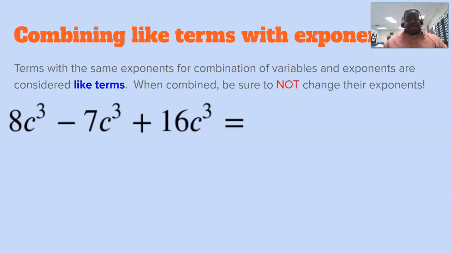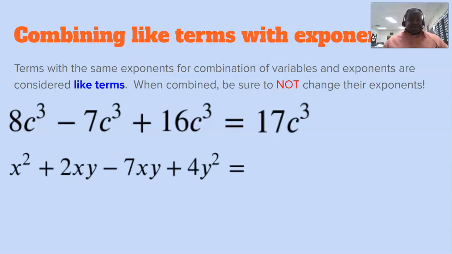So we just look at the coefficients, the 8 minus 7 plus 16. That's what we put together. And when we do that, we're going to have 17, I think, c cubed. Let's see if I'm right. Yep, that's it. Okay, notice we didn't add the 3, 3, and 3 and get c to the ninth. It stays c to the third power. So when you're adding like terms with exponents, you do not, I repeat, you do not add the exponents. You don't change them. Let's look at another example.